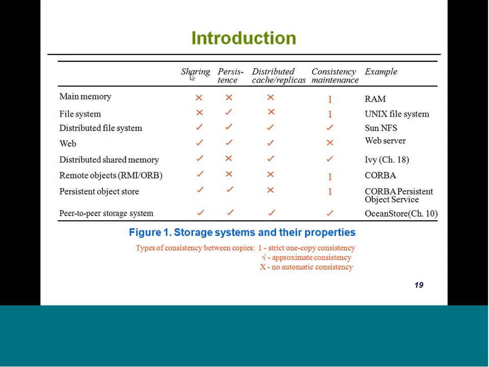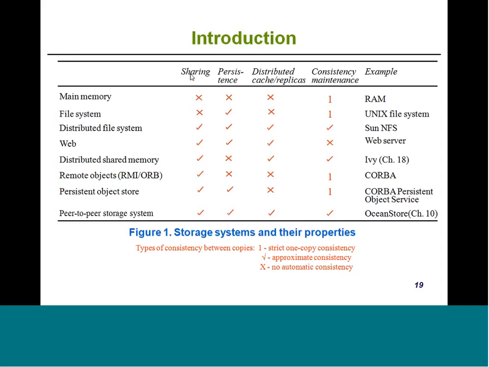Then the fourth point is the consistency maintenance. Here it depends on how you maintain the consistency of data. The high bandwidth memories that are very close to the computing system itself will have a consistency maintenance property of 1 copy consistency. Here it's represented as 1, and the example is RAM, which is what is quoted for main memory. Basically it has only 1 copy.